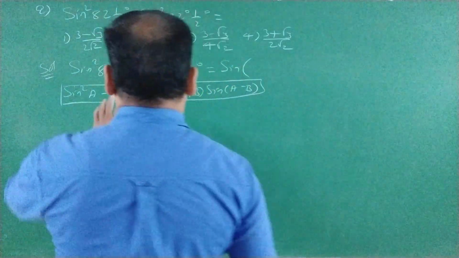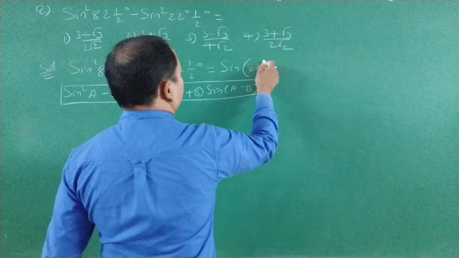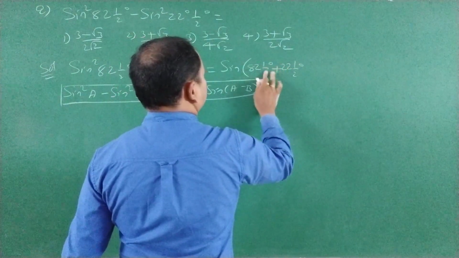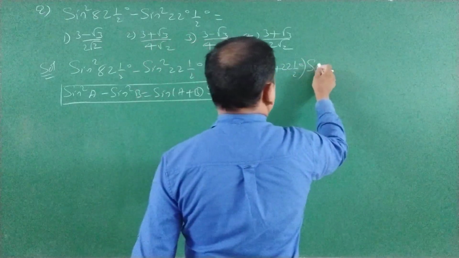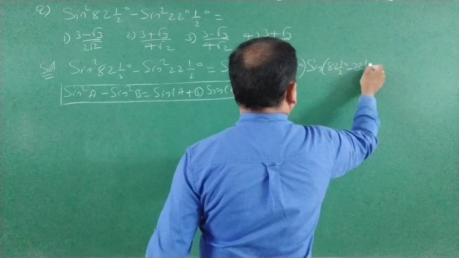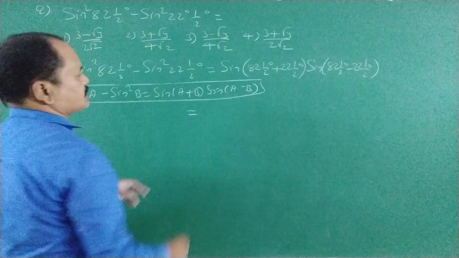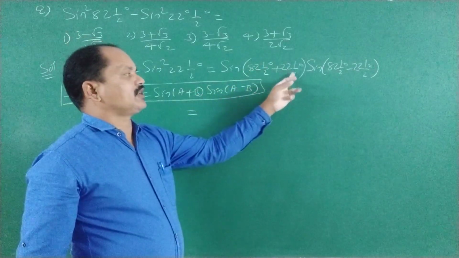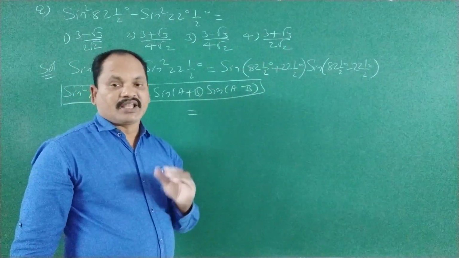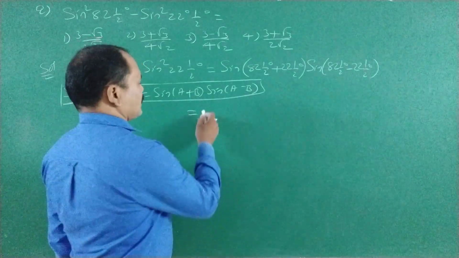Now it is sine (a plus b) into (a minus b). Observe here: sine (82.5 degrees plus 22.5 degrees) into sine (82 and a half degrees minus 22 and a half degrees). Is this clear? Now from this, sine of 82 and a half plus 22 and a half, you can calculate half of 1. 82 plus 22 is 104, so 104 plus 1 is 105.